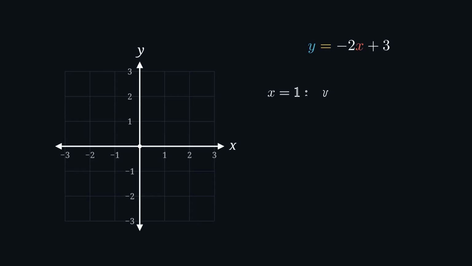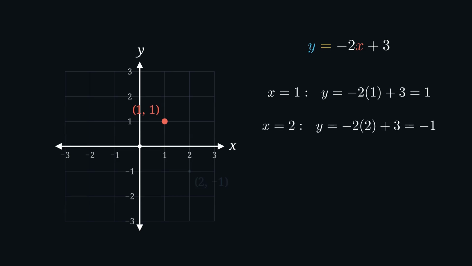Let's cook. Take x equals 1. y is minus 2 times 1 plus 3, 1. The point (1, 1). Now, x equals 2. Your turn. y is minus 4 plus 3, minus 1. The point (2, minus 1). Plot them. Ruler. Done. The line is drawn. Recipe 1 works for any equation in the shape y equals mx plus c.